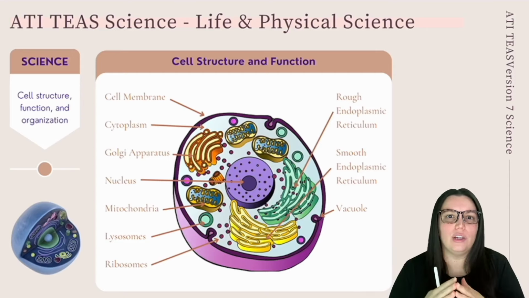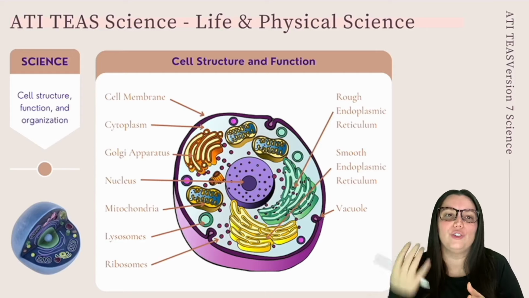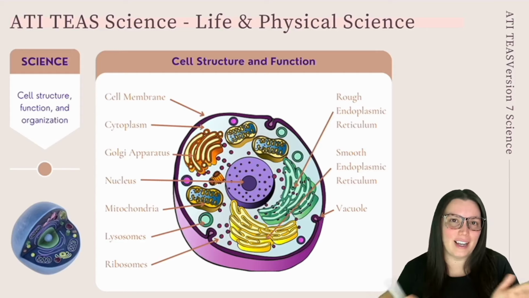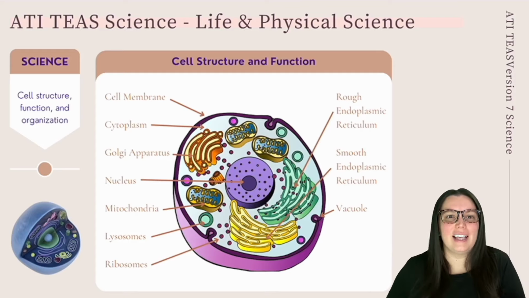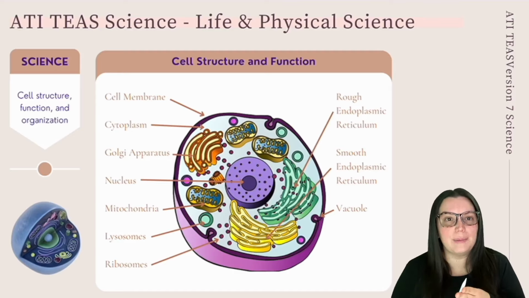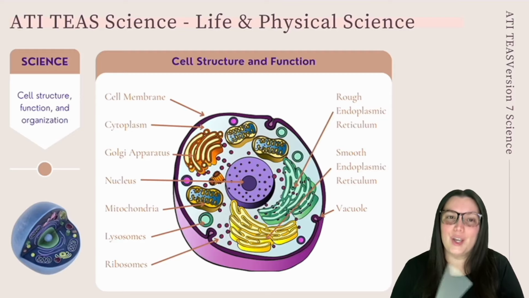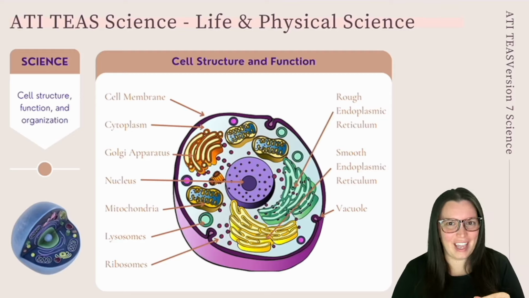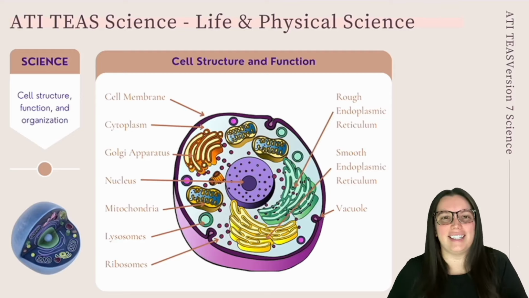Cells are the basic unit of life, like we discussed before, and all living things are made up of cells. Cells perform a variety of different functions that are necessary for life, and there are more than 250 different types of cells that help the body do this. The cell is composed of 10 parts. We have the cell membrane, the cytoplasm, the Golgi apparatus, the lysosomes, mitochondrion, nucleus, ribosomes, rough endoplasmic reticulum, smooth endoplasmic reticulum, and the vacuole. Let's break each one of these down.